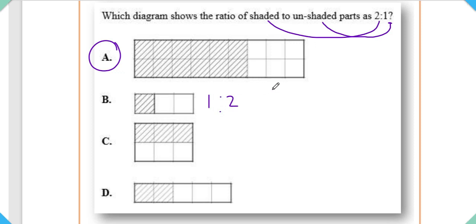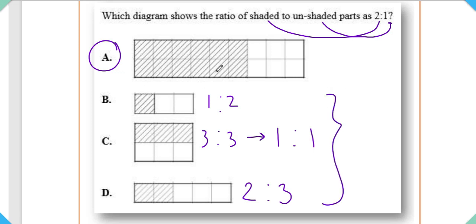So you see, you guys, you need to understand that the order that the items are mentioned in, you need to pay attention to those. This diagram is showing 3 to 3. But this can be simplified as 1 to 1. 3 to 3 is the same as 1 to 1. What about this one? The shaded part is 2 to the unshaded part 3. 2 to 3. So we see that all of these 3 are wrong.